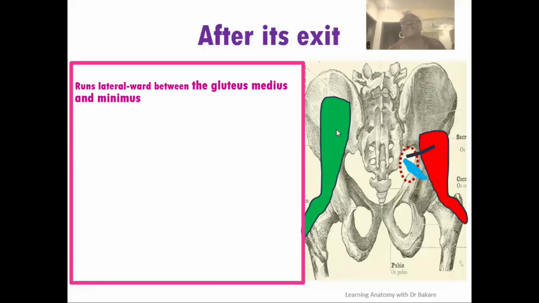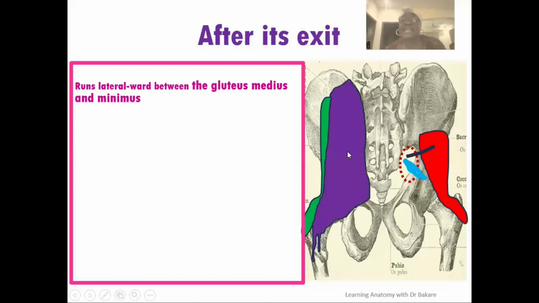So you have this gluteus medius highlighted in green lying upon the gluteus minimus. Then you have the gluteus maximus that is highlighted here in purple overlying on the gluteus medius. So this is how these muscles are in layers. If you look at the gluteus minimus here, that is highlighted here in red, you then have the gluteus medius lying on top of it.